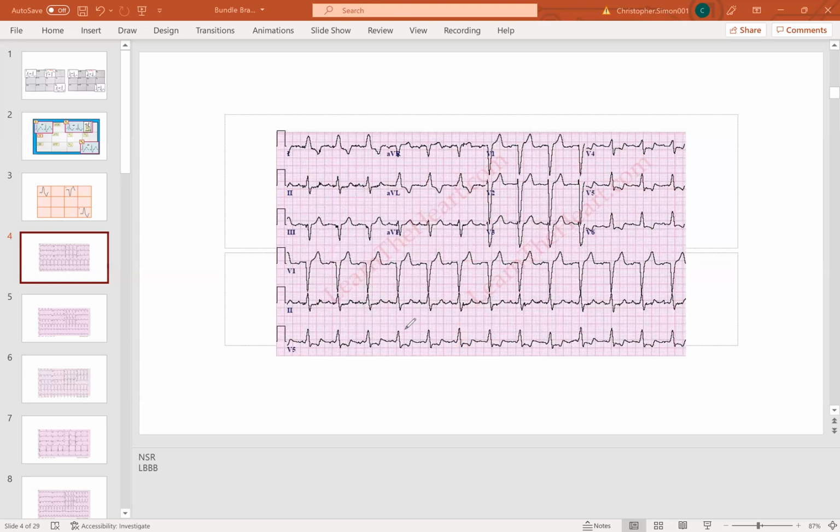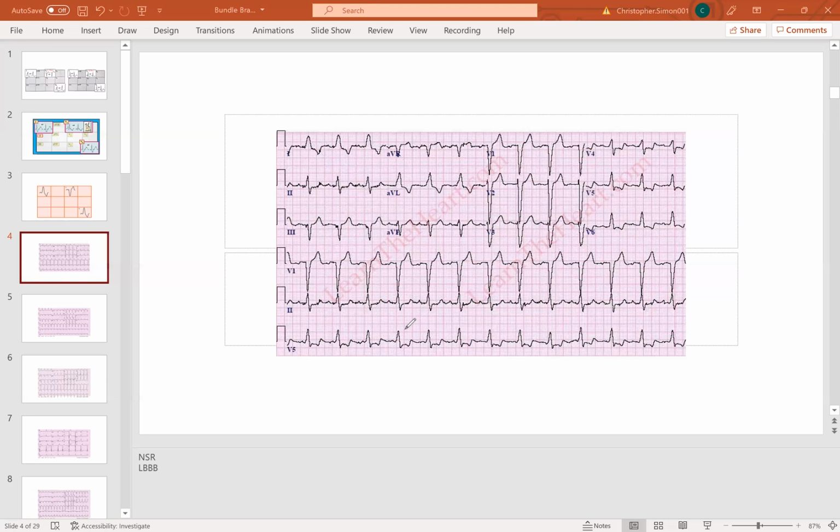I have P waves that are present and upright. I got a P for every QRS. P's same morphology. PR interval is good. QRS is wide. R to R is regular. So I have all of the criteria for a sinus rhythm, but something is a little bit off. We have a wide QRS, so we need to figure out what's going on with that wide QRS.